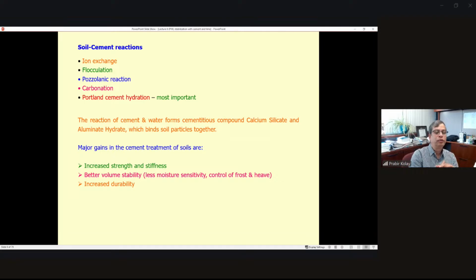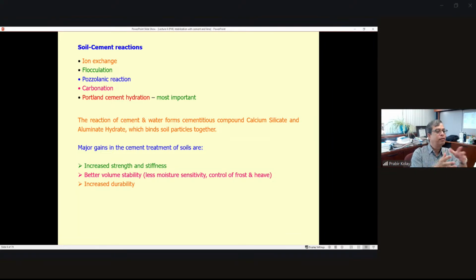So when you talk about cement, you need to understand the composition of the cement itself, and then also the reaction of the cement and water to form the cementitious compound, calcium silicate hydrate, which binds everything together. When you add cement to clay, calcium silicate hydrate and calcium aluminate hydrate are the two minerals formed, along with ettringite or monosulfate aluminate. These are the different minerals formed. Because of that, it is glued together.